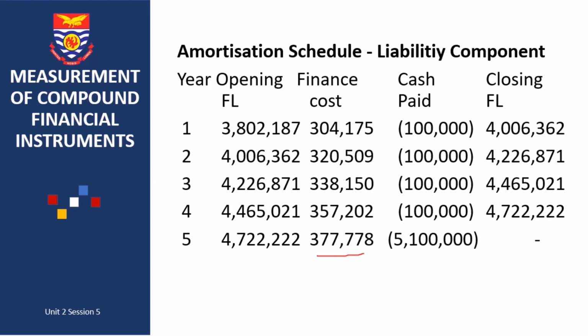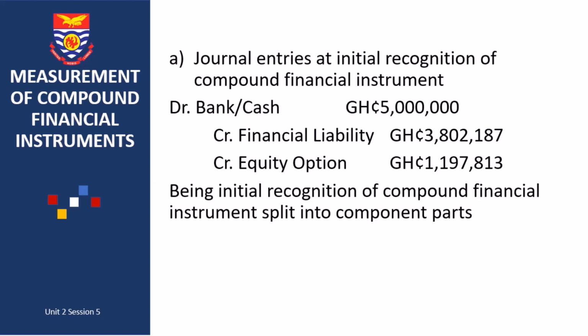At the initial measurement, how are we going to pass the journal? You are going to debit cash or bank because you are receiving cash. You are issuing a convertible loan, so the investors will bring cash and come for a certificate. The total amount you are raising is 5 million. Then you have to credit financial liability. So the splitting is this.